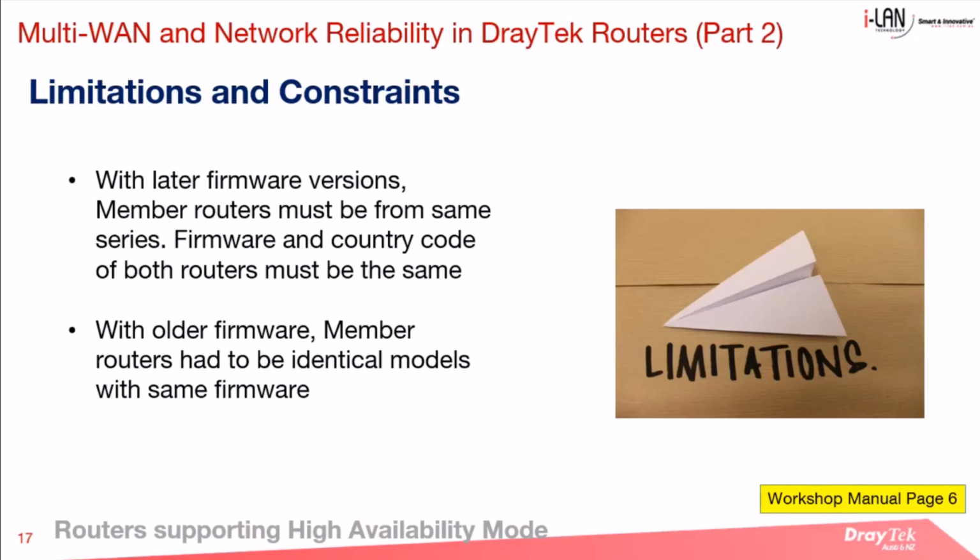However, now with the new firmware version, the only constraint for this feature is that all the member routers need to be in the same series. So you can use different models as long as they belong within the series. For example, you can pair a 2927 with a 2927ac with Wi-Fi. But the firmware and the country code of both routers must still be the same.